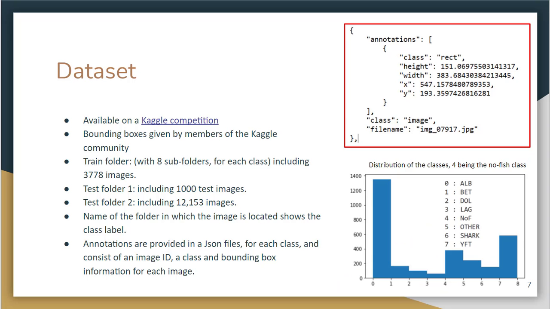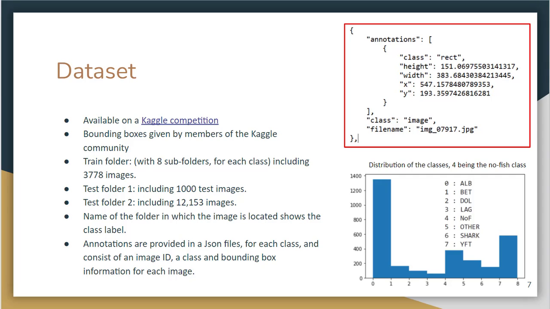The utilized dataset includes 8 classes, 6 classes for known fishes, 1 class for other types of fishes, and 1 class for images with no fish, and bounding boxes which contain values for x, y, width, and height. The dataset includes 3 folders: 1 training folder with 8 subfolders for each class, test folder 1 and test folder 2.